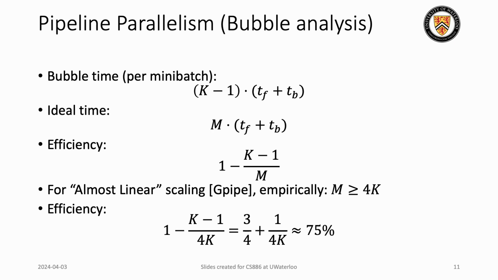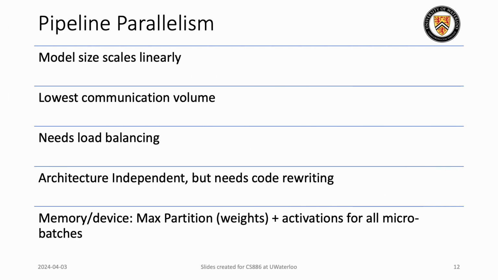And if you increase M more than that, you get higher efficiency. Pipeline parallelism reduces the memory proportional to the number of pipeline stages, so it allows the model size to scale linearly with the number of workers. And it has the lowest communication volume. However, it cannot scale indefinitely, because increasing the pipeline size decreases the computation per pipeline stage. And it needs load balancing. It is architecture independent, but it does need a little bit of code rewriting.